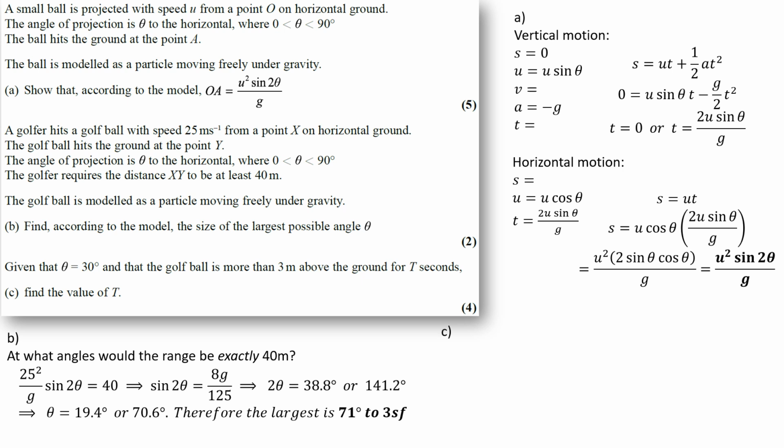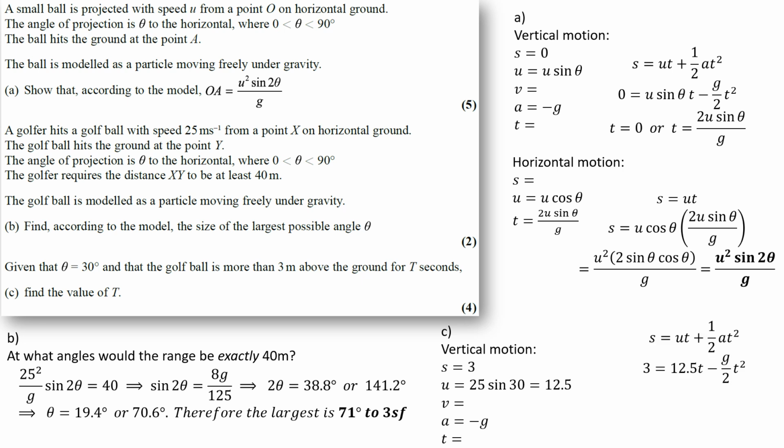The next bit of the question says that theta is 30 degrees, so now I've got not just u but also theta, and they want to know how long it's more than 3 meters above the ground for. So I'm going to look at the vertical motion and say, when is it exactly 3 meters above the ground? If I can find the two moments in time when its height is 3 meters, I can just figure out how long it is between those two moments. Luckily for me, after I put in my suvat, I end up with a quadratic.